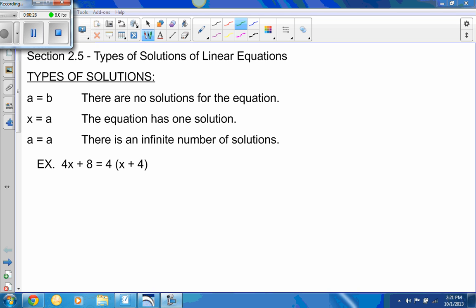So if you have a equals b, so 2 totally different numbers when you get done with your equation, like 3 equals 5, there is no solution for that equation. If you have x equals a, so you solve for your x and it equals one number and one number only, there's one solution for that problem. If you get a equals a, there's an infinite number of solutions.